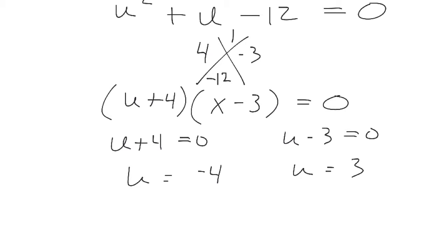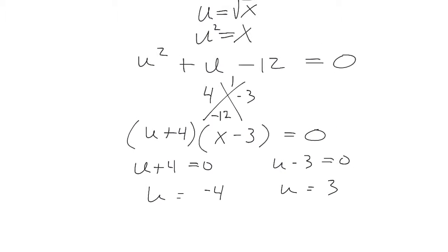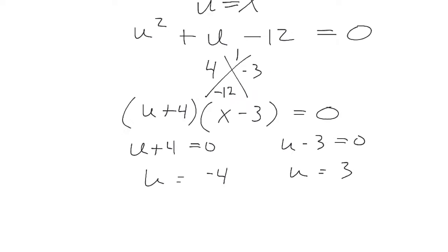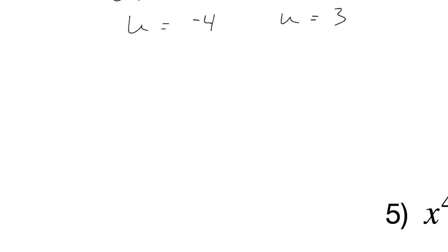Now, back substituting. What does u equal in the first place? It equals the square root of x. So, let's figure out what x should be. Rewriting the solutions in terms of the square root of x equals negative 4, because u equals square root of x, and square root of x equals positive 3.